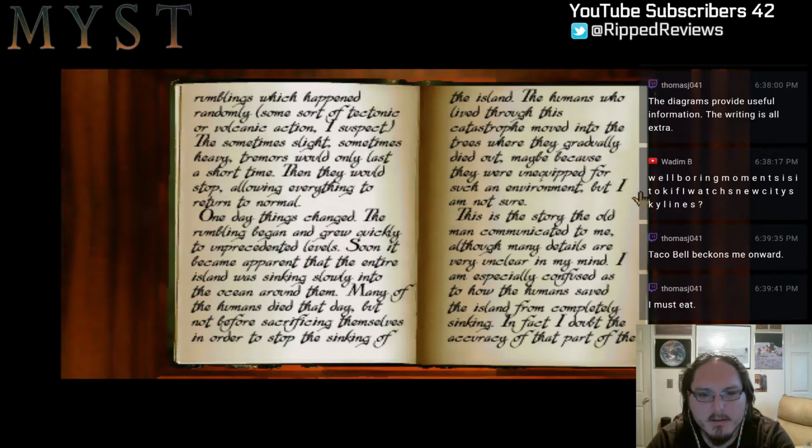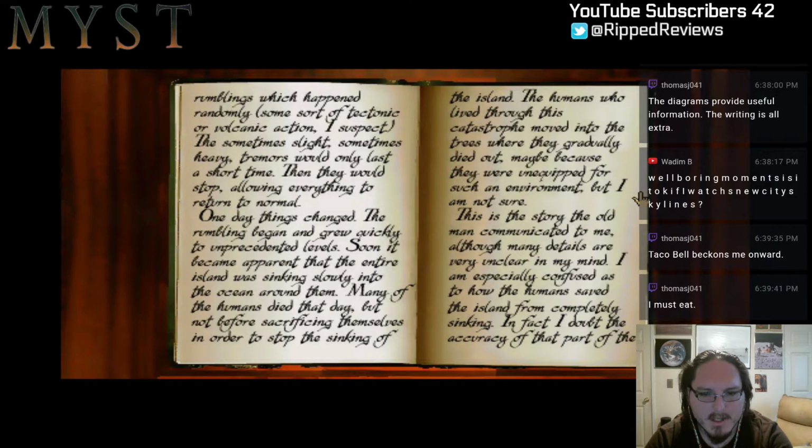Slight, sometimes heavy tremors would only last a short time. They would stop, allowing everything to return to normal. One day things changed. The rumbling began and grew quickly to unprecedented levels. Soon it became apparent that the entire island was sinking slowly into the ocean around them.